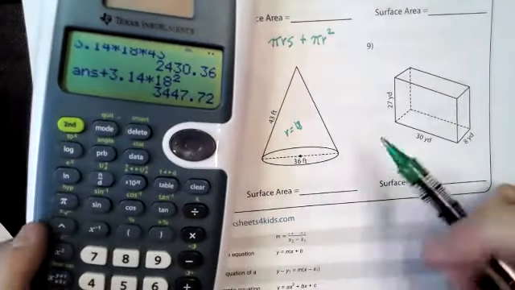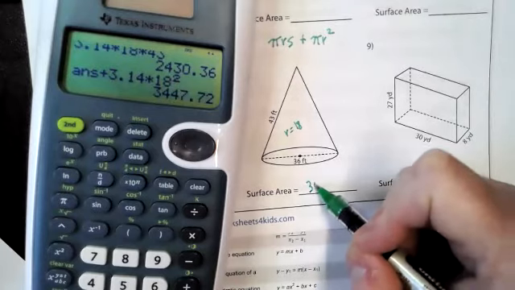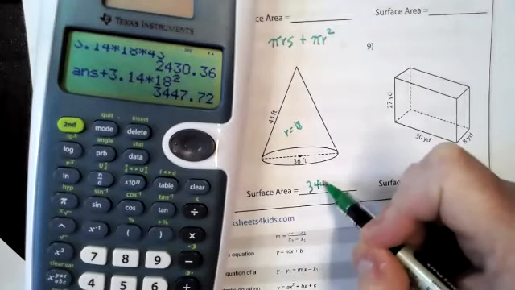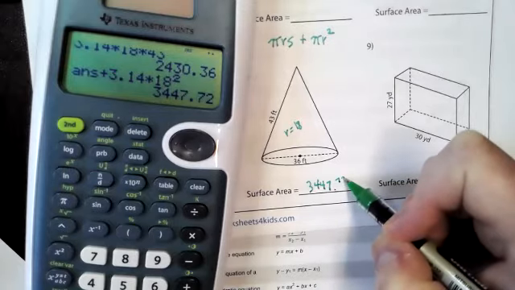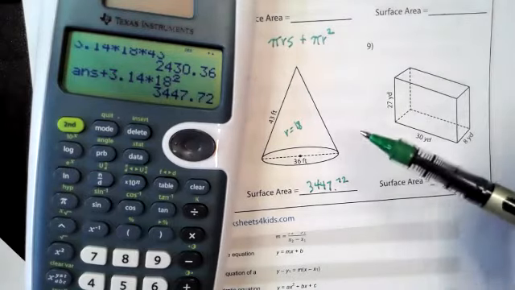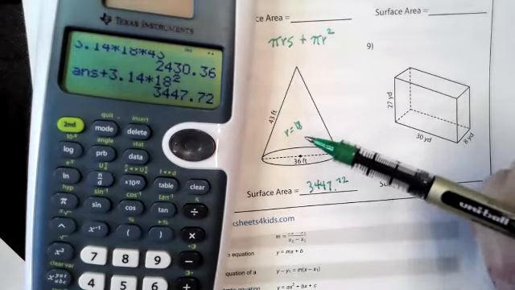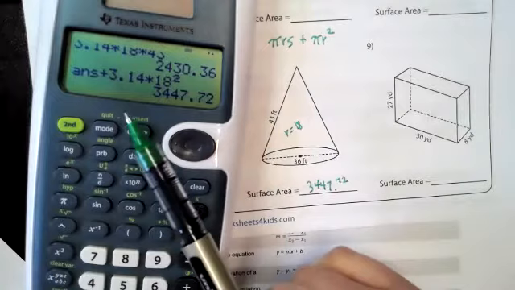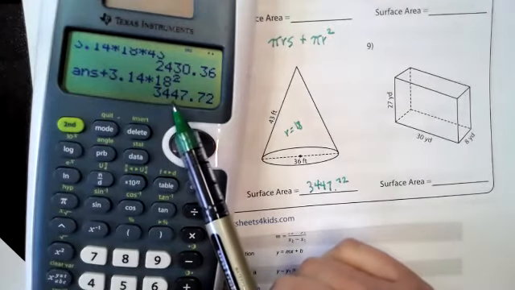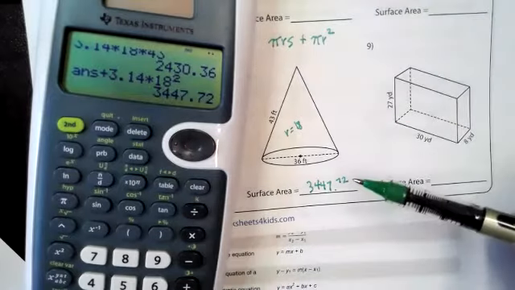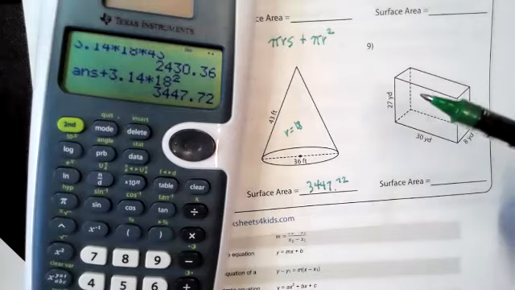3447.72. The one thing that is troublesome with geometry is there's no good way to check your work. There's no way to take this answer and plug it in somewhere to find out if you calculated correctly. You're really forced to look at what you typed in and make sure that it went in the right way, because these answers can be all over the board depending on what the measurements are.